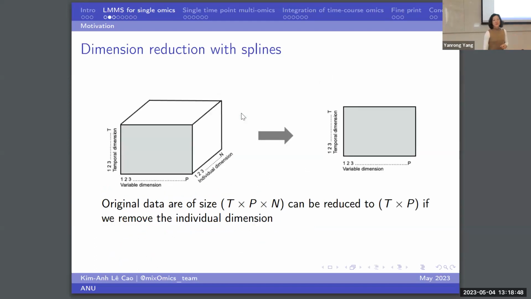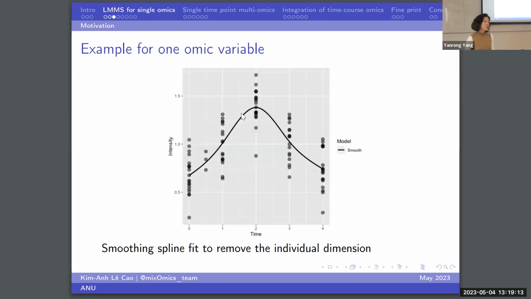So one approach was to say, well, we need to reduce the dimension somewhere here. And so what if we actually remove the individual dimension? So that assumes that individuals from the same group, for example, the healthy people, you assume that they have a similar microbiome. And so you can collapse that information. So you can do that with a spline. Okay, so these dots here.